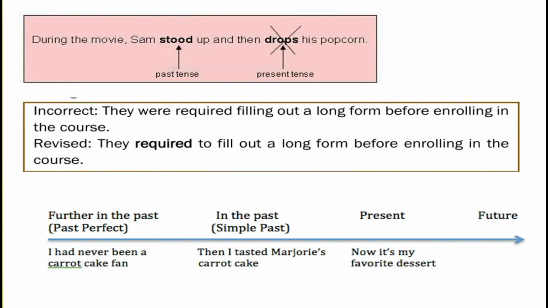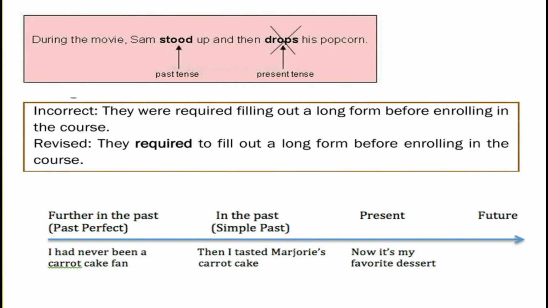So they were required filling out a long form before enrolling in the course. So they required to fill out a long form before enrolling in the course. So there actually you need an auxiliary, they were required. Okay. Then another one is I have never been a carrot cake fan. That was actually in the past tense. Okay, that is totally in the past. I have never been, meaning never in my life.